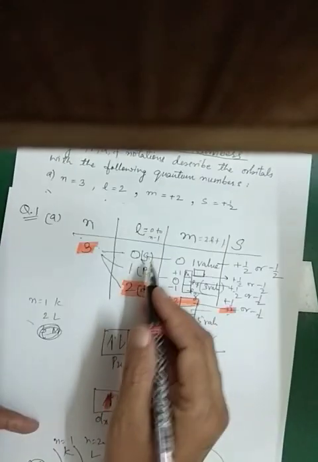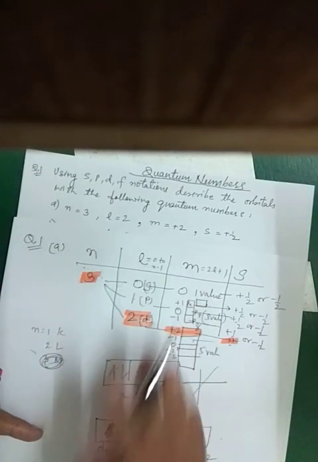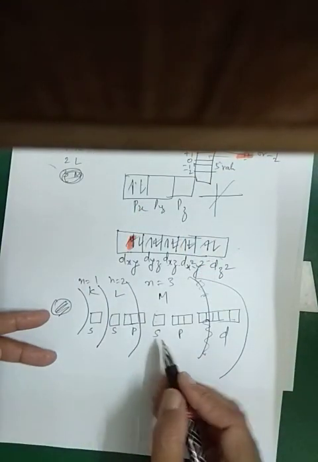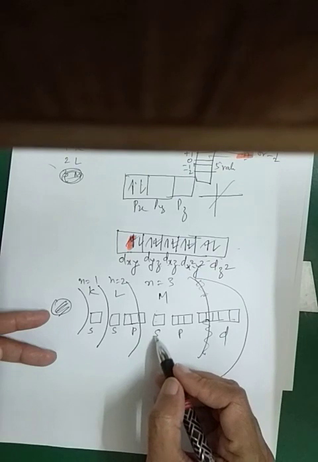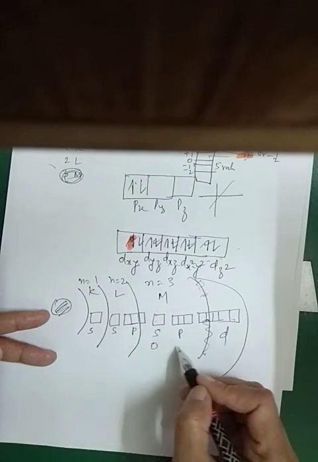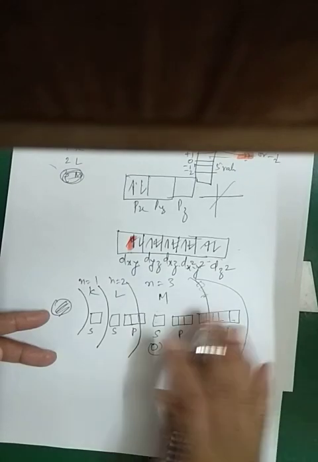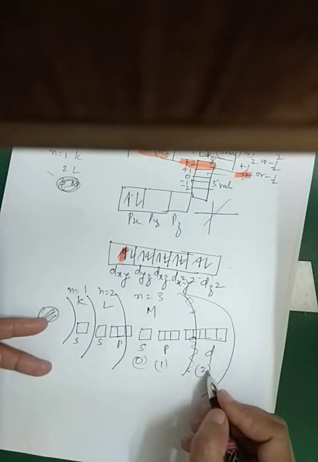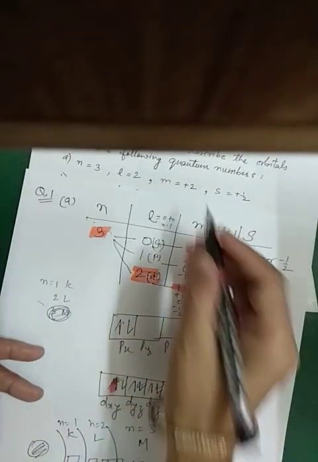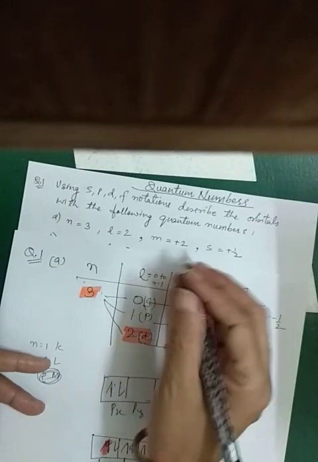Now then L is equal to 2. L value for S is 0, and P value is 1 and D value is 2. That means somewhere in D, if L value is 2, that means it is D orbital. Now in D orbital, what is M value? Plus 2.